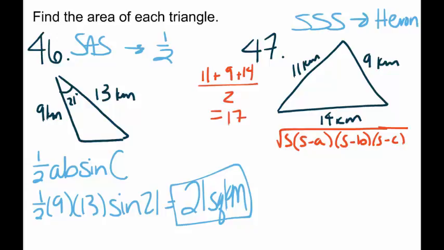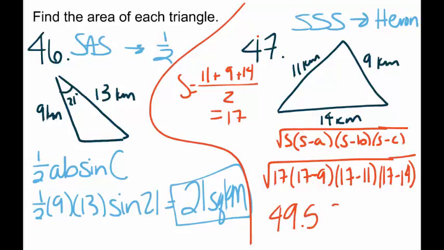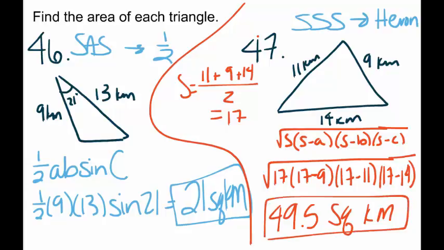Once we have that piece, once we have S, I kind of did this out of order. There we go. Once we have S, then I can just type it straight into my calculator. It looks like I get 17 times 17 minus 9 times 17 minus 11 times 17 minus 14. I type it in, out pops 49.5 square kilometers. They're both kilometers in this case. It could be square inches, square centimeters, whatever unit they gave you. So know the difference between those two formulas. Maybe you write next to Heron, side, side, side. Maybe you write next to the 1/2 one, side, angle, side, whichever one. Whichever you want, just make sure you kind of know the difference.